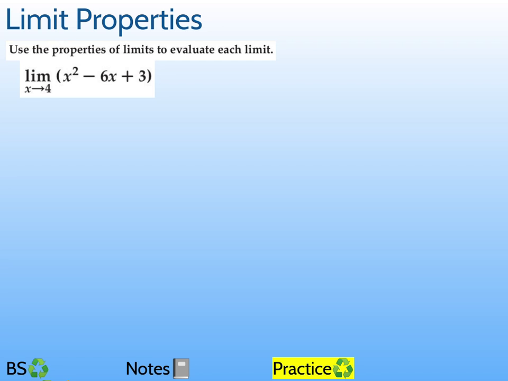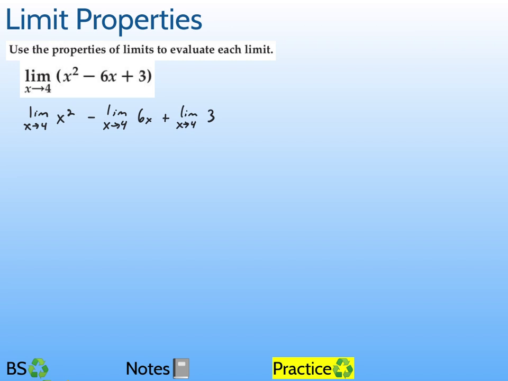So for this problem, we're looking at the polynomial function x squared minus 6x plus 3. The first thing I'm going to do is break it up, because we have subtraction and we have addition. So we can rewrite this as the limit as x approaches 4 of x squared, minus the limit as x approaches 4 of 6x, plus the limit as x approaches 4 of 3.